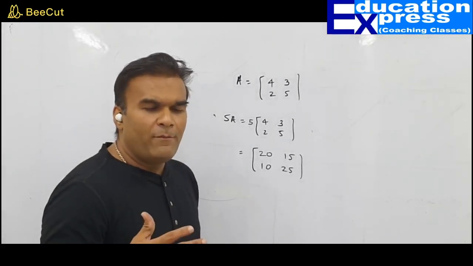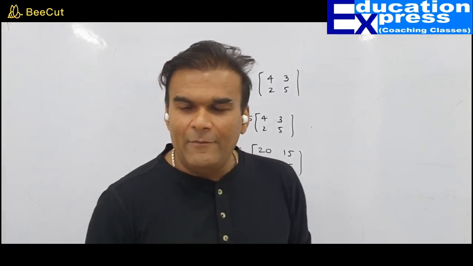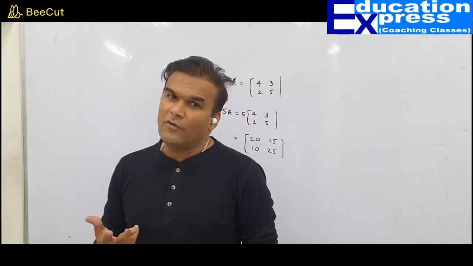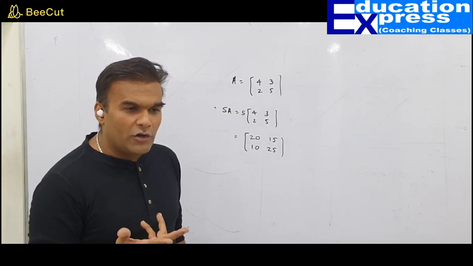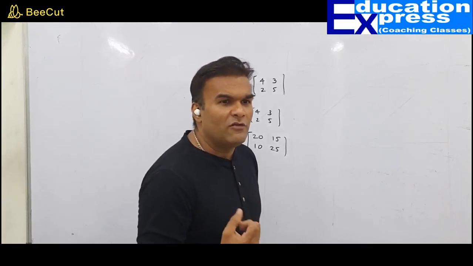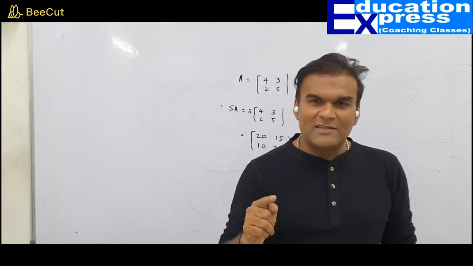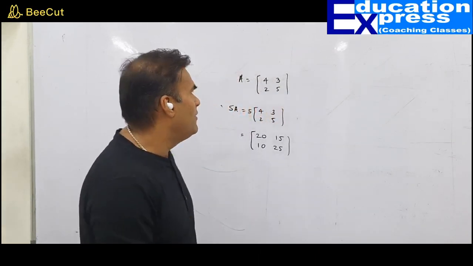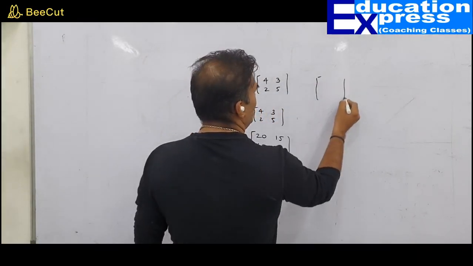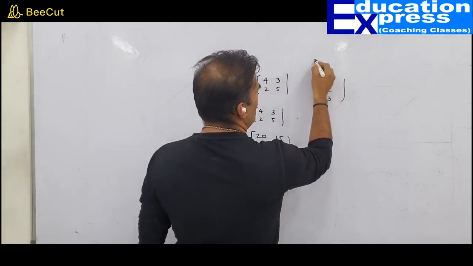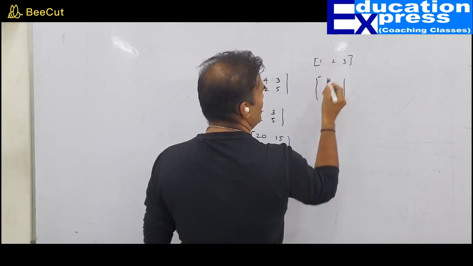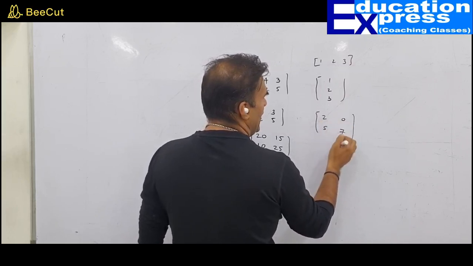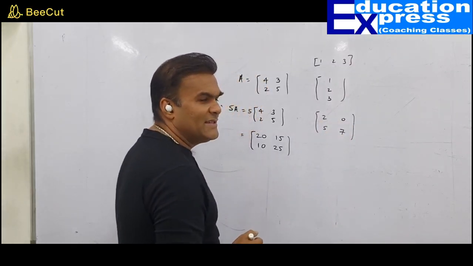So we know two matrices can be added if they are of the same order. Two matrices can be subtracted if they are of the same order. We also know different types of matrix. A row matrix will have one single row. A column matrix will have one single column, something like this. So this will be a column matrix. This will be a row matrix. Then we have a square matrix where the number of columns and number of rows are the same.